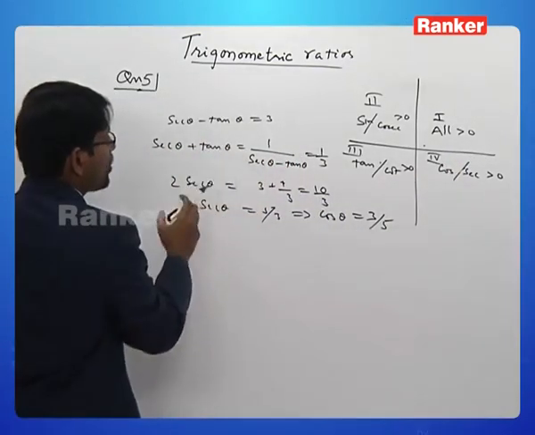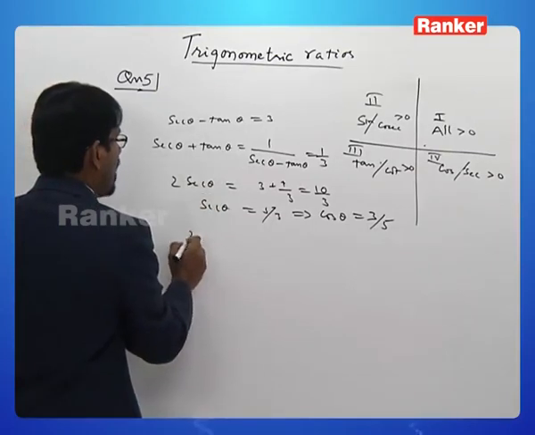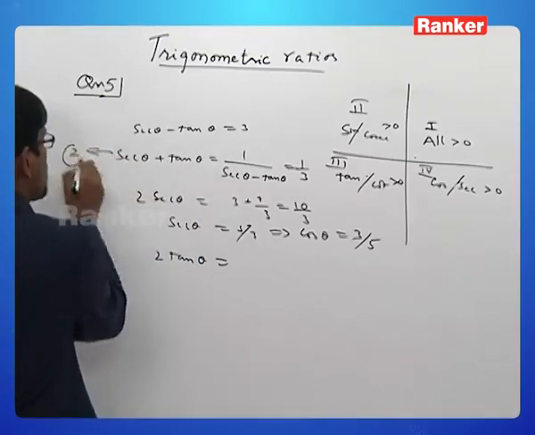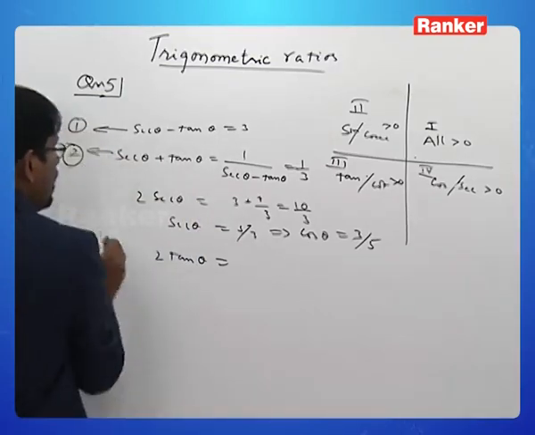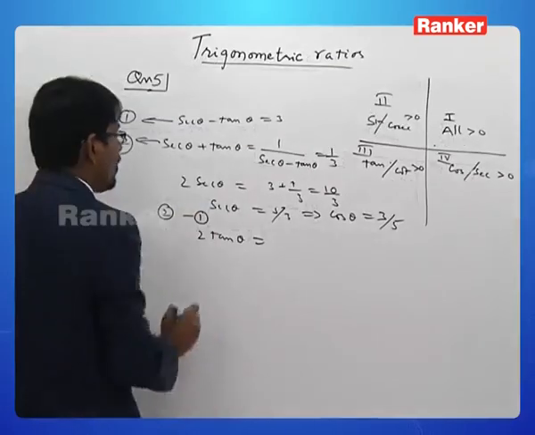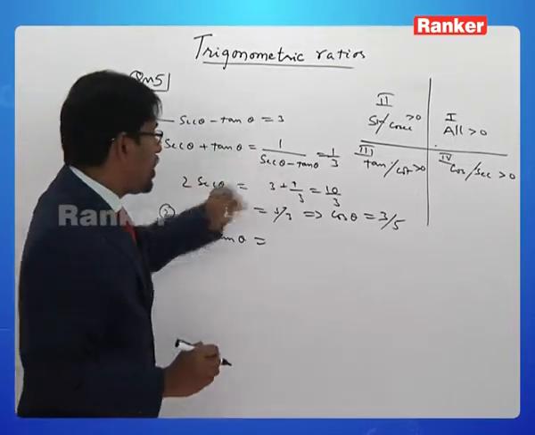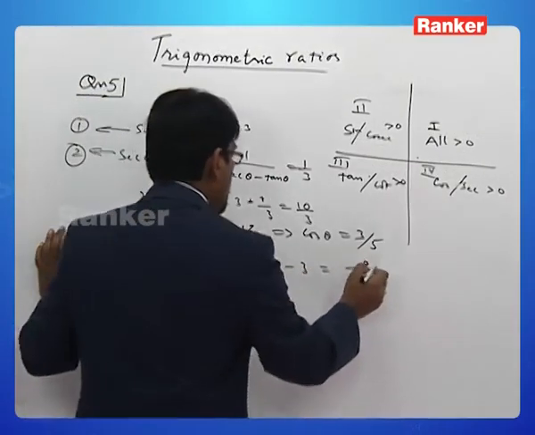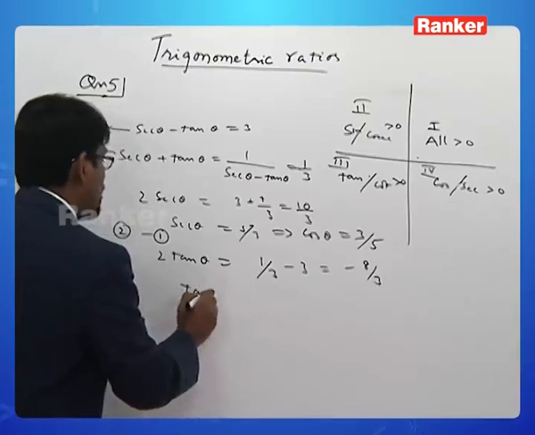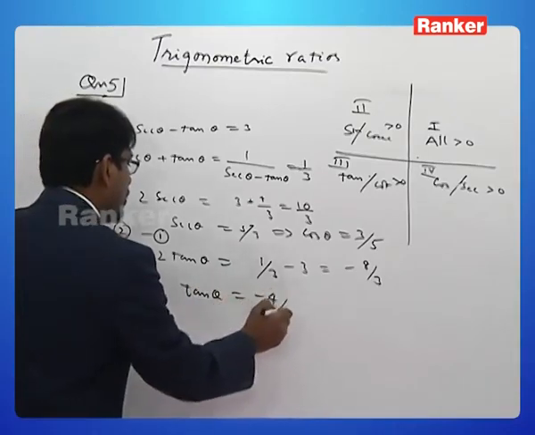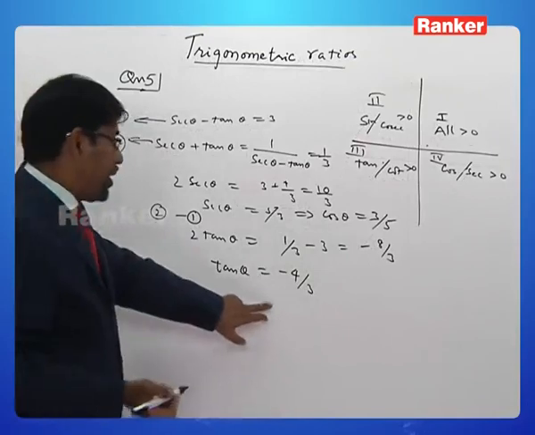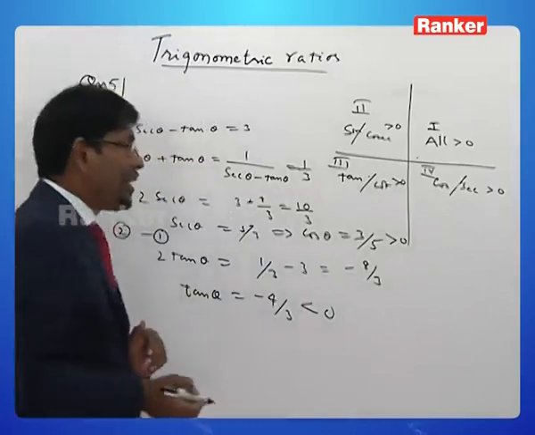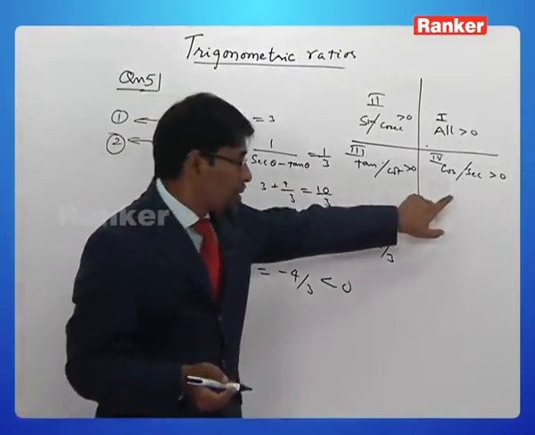Let us subtract one from the other. Second equation minus the first equation will give us 2 tan theta. And what is that equal to? 1 by 3 minus 3. That is minus 8 by 3. Which gives us tan theta to be equal to minus 4 by 3. That gives me that tan theta is negative, whereas cos theta is positive.